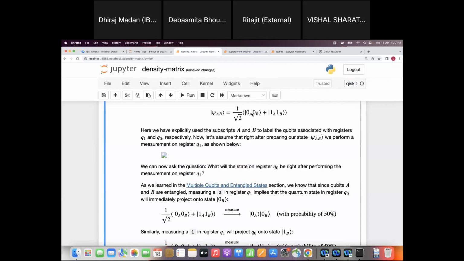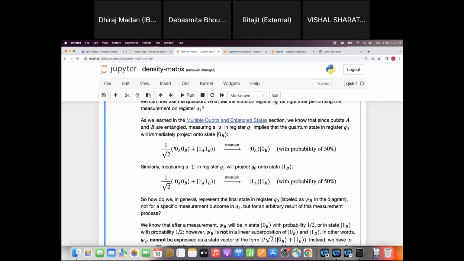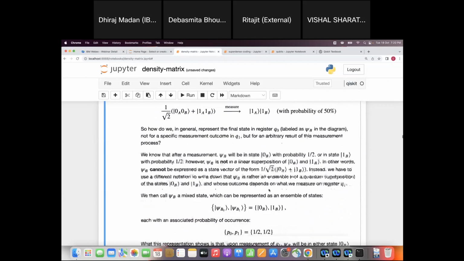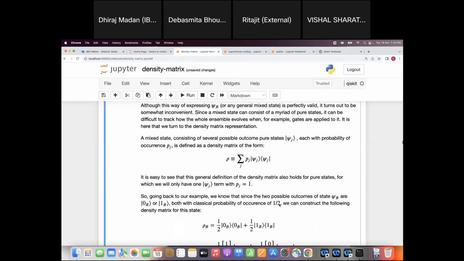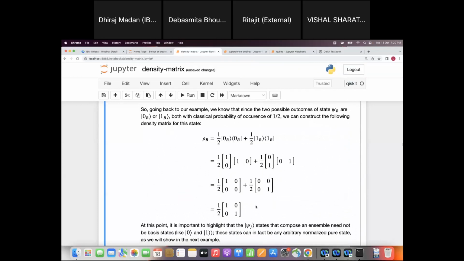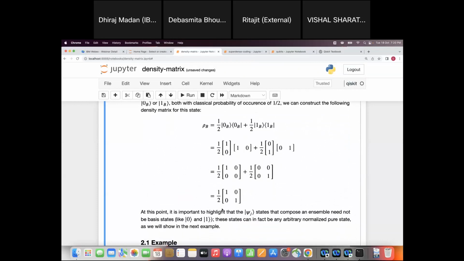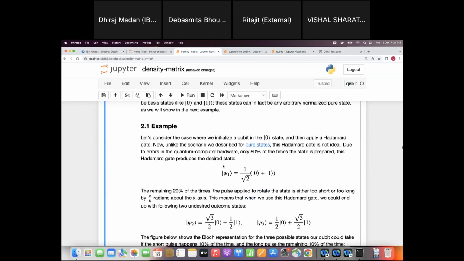But one way to describe it is to assume that suppose Bob had made a measurement, and the state on Alice's side would have collapsed to either 0 with probability half, or 1 with probability half. So it's a mixture of this ket 0 and ket 1 state. And we represent it as the density matrix, which is half ket 0 bra 0 plus half ket 1 bra 1, which happens to be the identity matrix divided by 2.